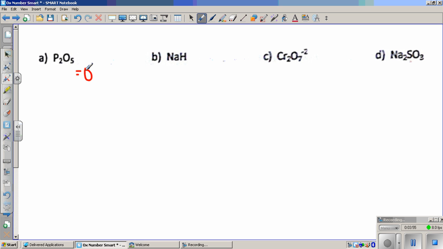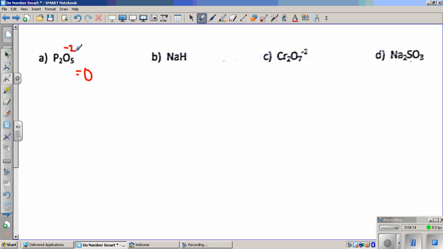I'm going to look for what I call the triple A's: the alkali metal, alkaline earth metal, or aluminum. I don't have any of those, so I move on to the next one on your list, which is hydrogen. Don't have hydrogen. Then I move on to oxygen. I do have oxygen. So oxygen is going to have an oxidation number of -2.